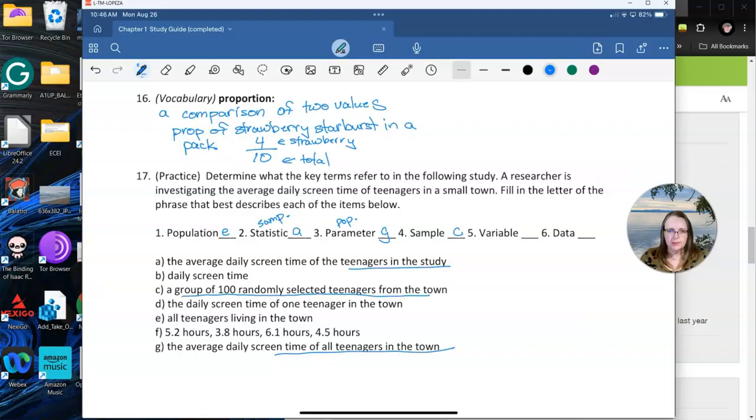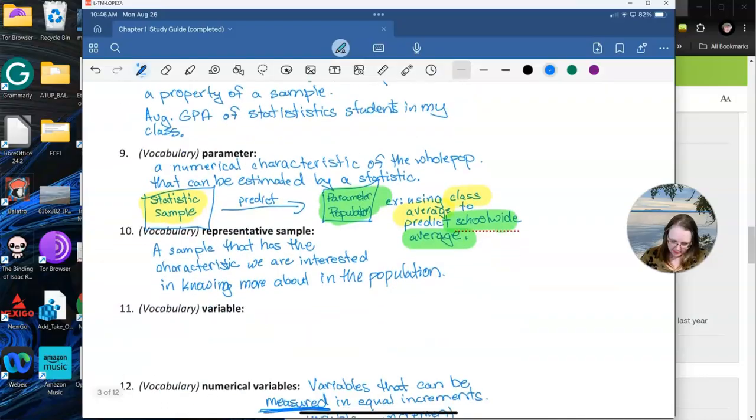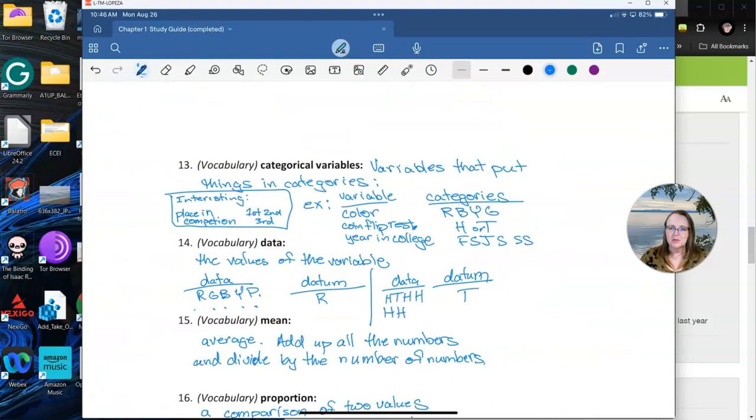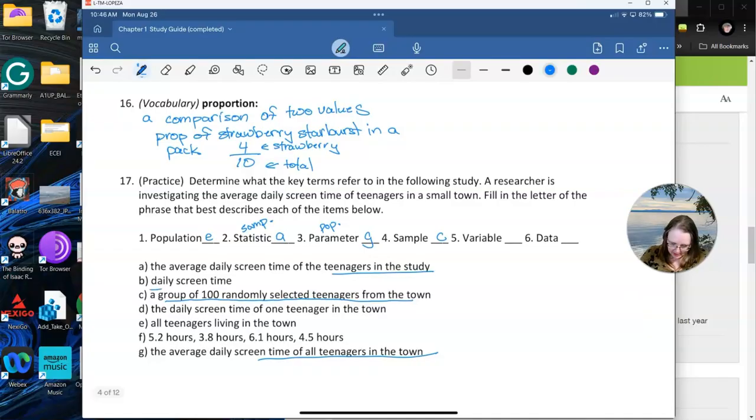Variable. Variables, what was our official definition of a variable? We didn't even write it down because we said it was too obvious, so let's see if it's obvious. Variable is the daily screen time. That's what we're interested in knowing, right? And that changes from person to person. That is B. And data then would be something that looks like the information collected. And so that would be F.